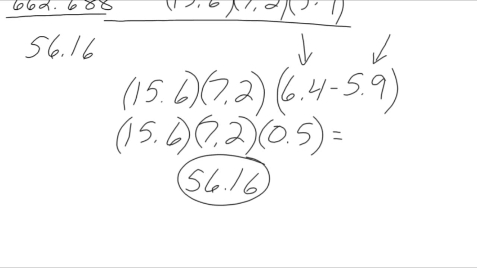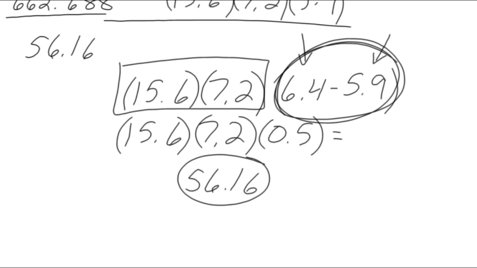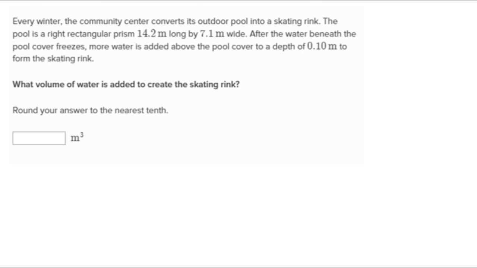So you could have figured out the height difference and multiplied that by the area to get the volume of the marbles. Next problem. Again, pause, read through it, and then do it. So in this problem, we need to figure out what the volume is. It says, what is the volume of the water added to create the skating rink?